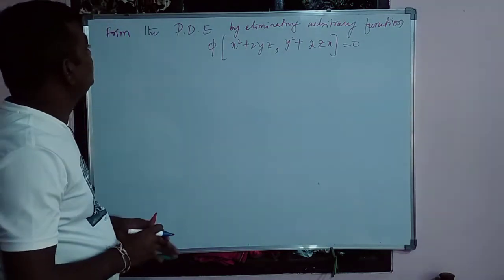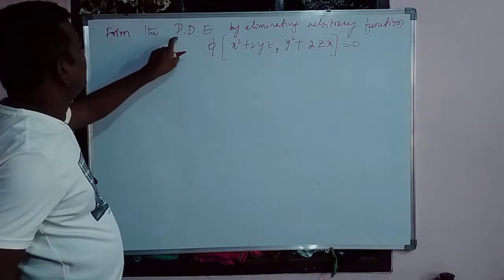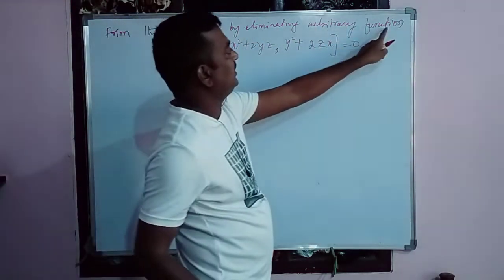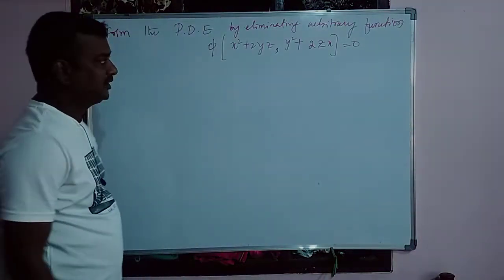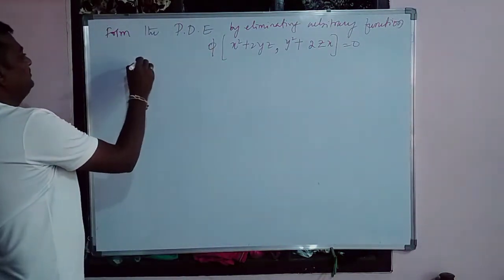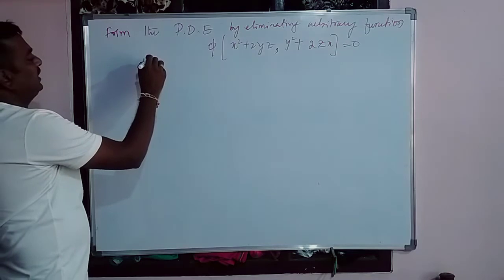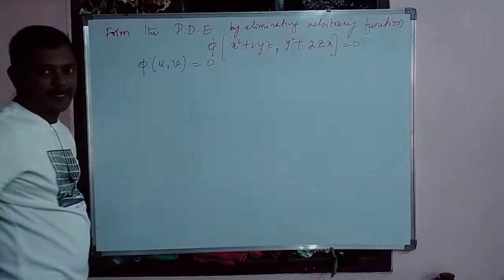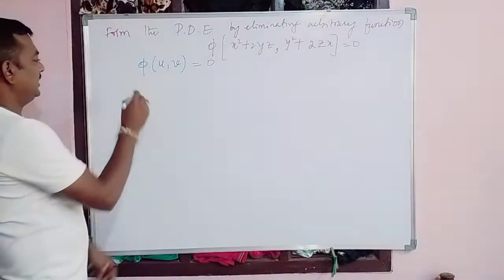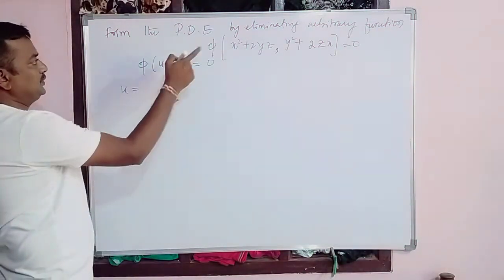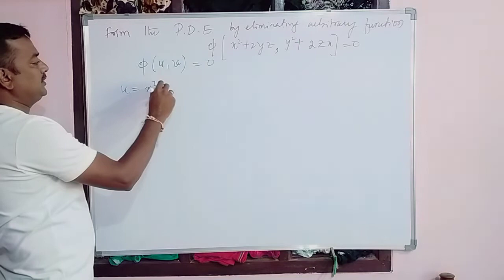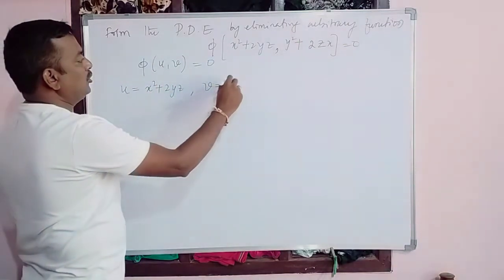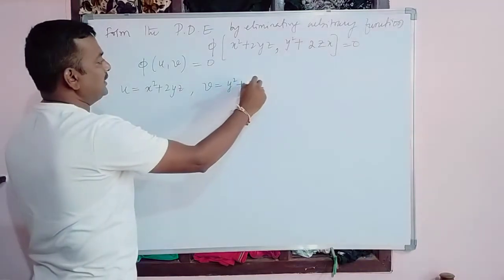In this class, we are going to form a partial differential equation by eliminating the arbitrary function phi. So this is of the form phi of u comma v is equal to 0. And here u is equal to x square plus 2yz, and v is equal to y square plus 2zx.